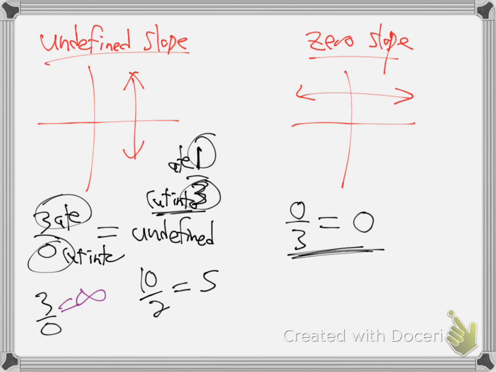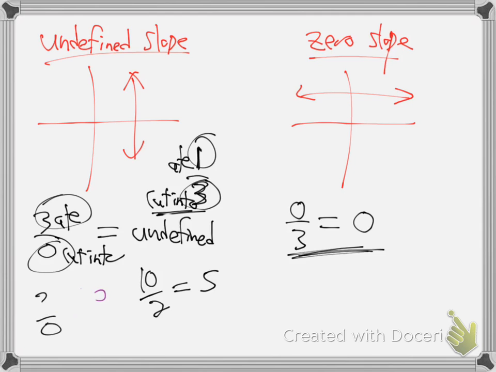So a fraction is dividing. And dividing means bottom into top. 2 goes into 10 5 times. 0 can go into 3 forever. You can keep putting 0 in 3 forever. Right? It's infinite. That's why it's undefined. It's not a number. All right.